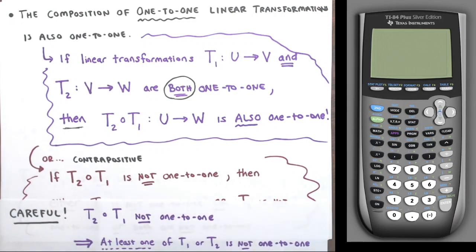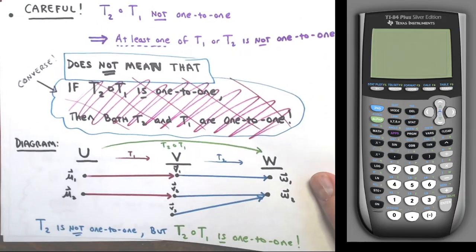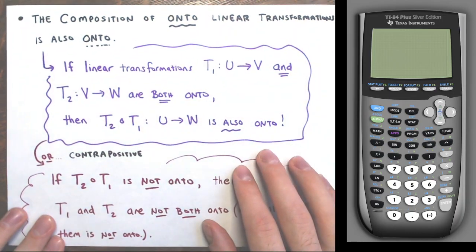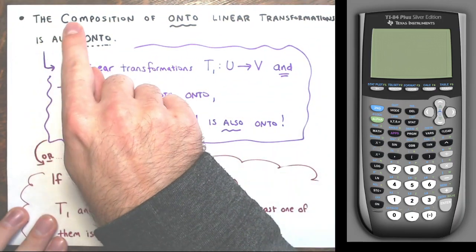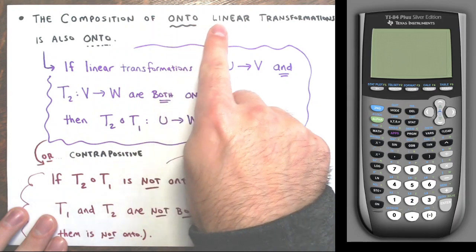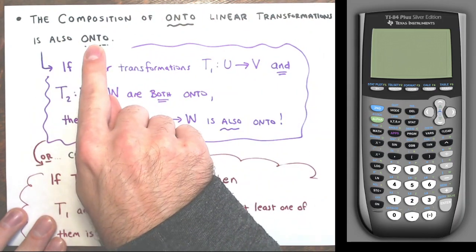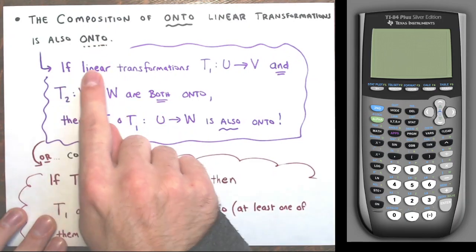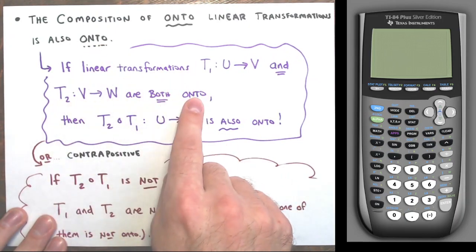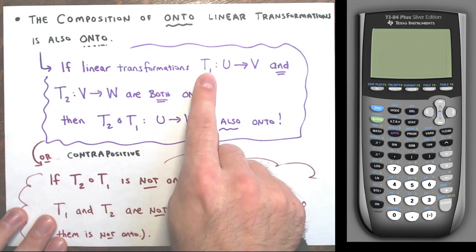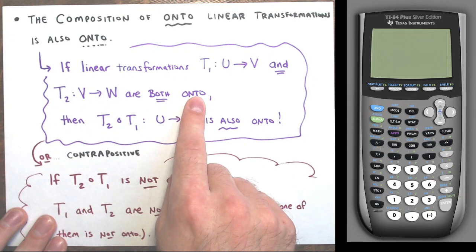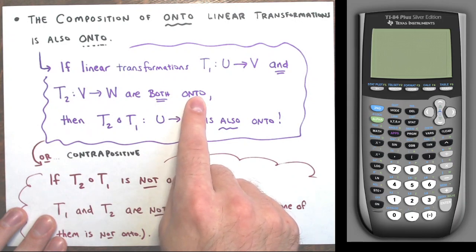Right, and then very similarly, in a very similar fashion, I can say the same thing about the word onto. Right, when a function is onto. Okay, so same thing. The composition of two onto transformations is also going to be onto. All right, so again, this is if I have two transformations that are both onto. So if you know T1 and T2 are both onto, remember what onto means. Onto means that the range is equal to the codomain. That means every value, every vector in the codomain is mapped to.